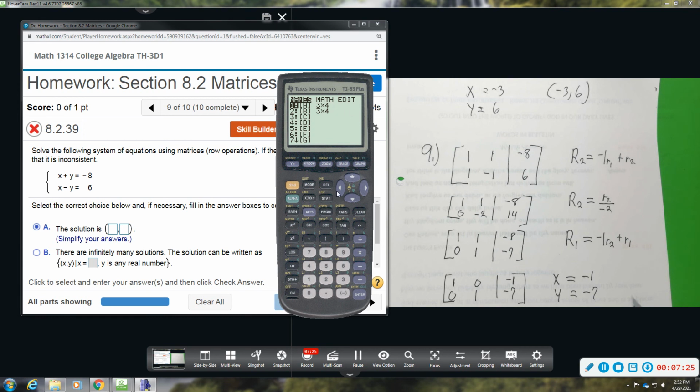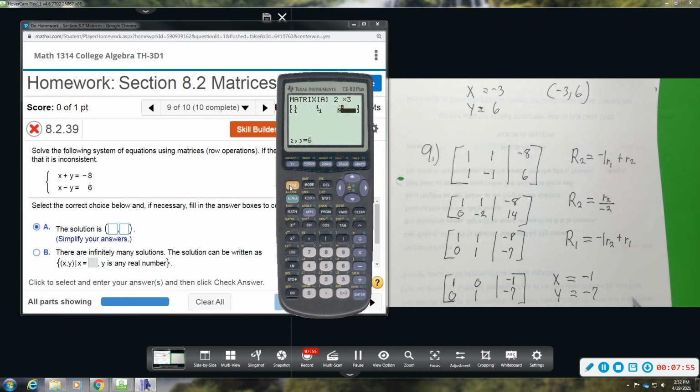So I'm going to go over to edit. I'm going to arrow back. I'm going to edit this one. I want a 2-row, 3-column matrix. So 2 by 3. I'm going to insert my original. So 1, 1, -8, 1, -1, and 6. Okay, so double check. 1, 1, -8, 1, -1, 6.